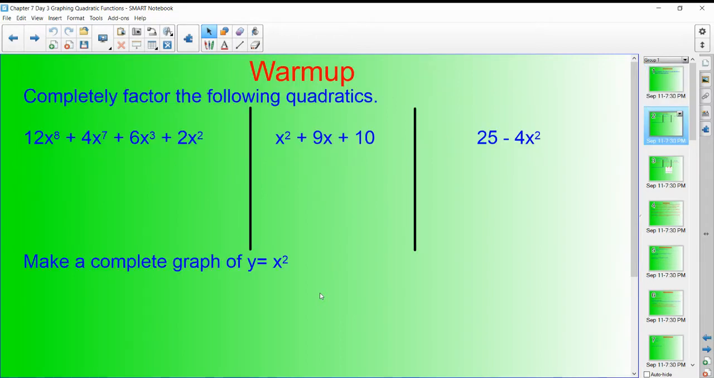Now, first, we're going to do more factoring practice. We're going to get really good at factoring. Factoring is coming up very soon. It'll be the next lesson where we need to do factoring and solving. And then I also want you to make a graph of y equals x squared. Make a complete graph. So scale, axes, do it on graph paper, make it look pretty, and we'll analyze that. Pause the video, take your time, answer these warm-up questions, and then we'll get started.